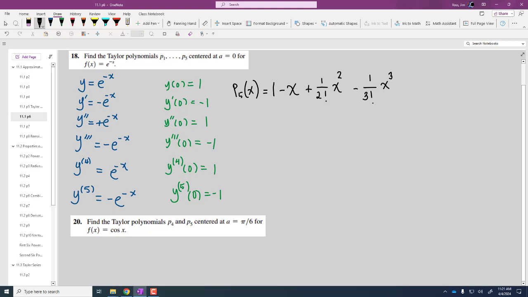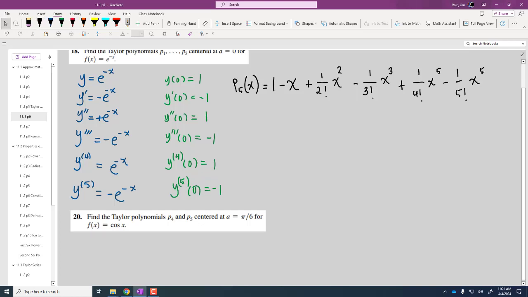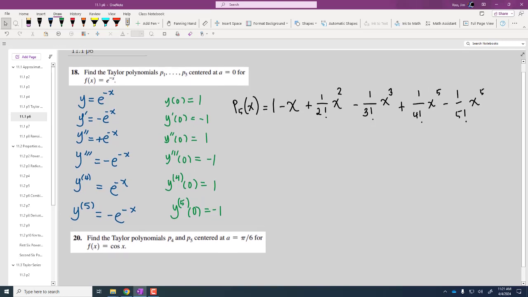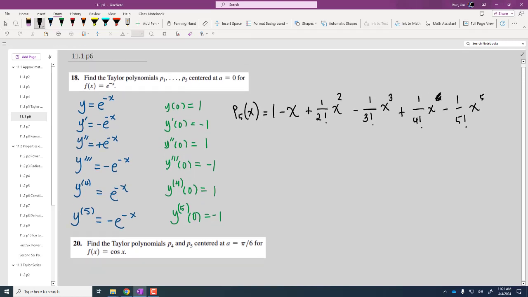Okay, and now we go to the 4th derivative. 1 divided by 4 factorial, x to the 4th, oops, I wrote 5. Minus 1 over 5 factorial, x to the 5th. That thing right there is going to be a 4 if I can get rid of it. That scribbly thing doesn't work great. So there is your 5th order Taylor approximation.